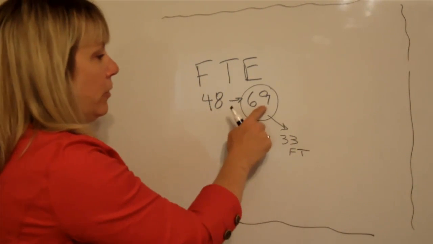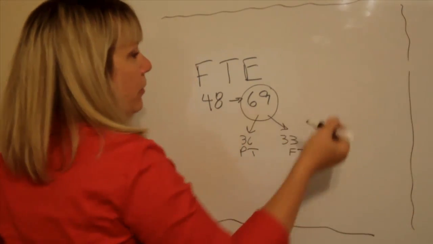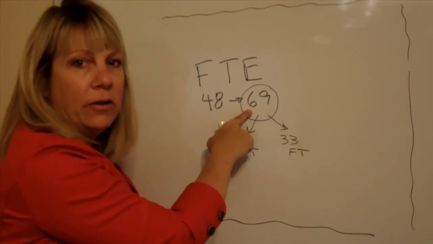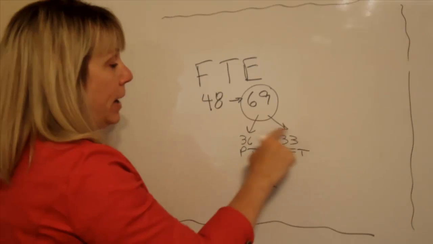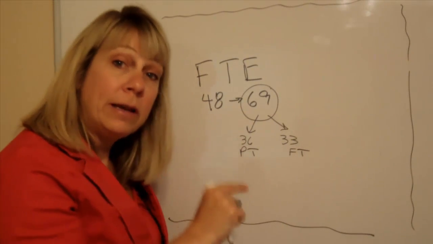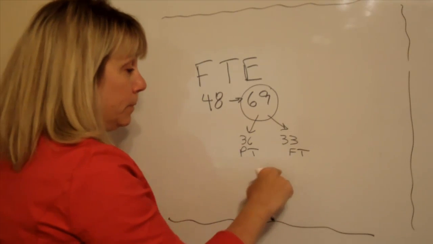So these are the steps you want to take. How many children do you have total? In this scenario, again, there are 69 children, so just apply this to your situation. How many are full-time, meaning they're there for at least 40 hours a week? That's 33 in this example.